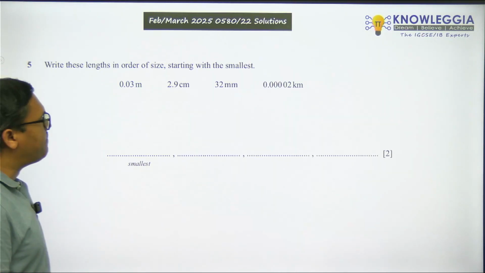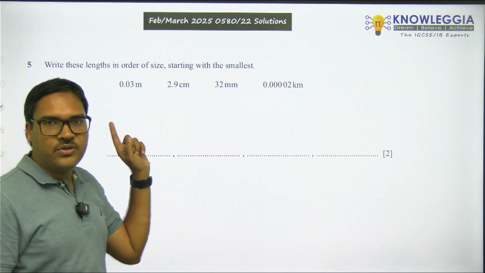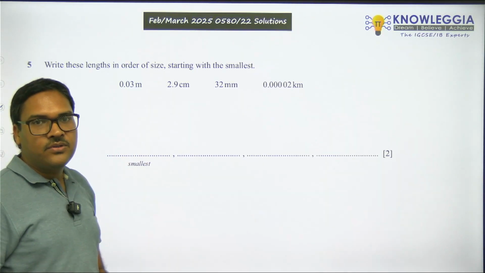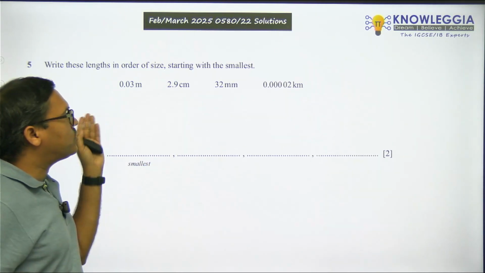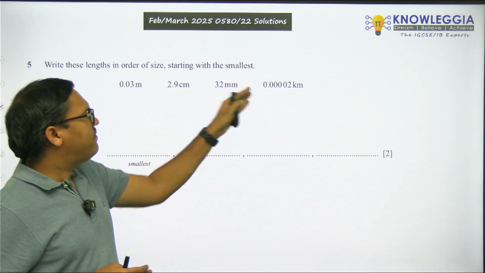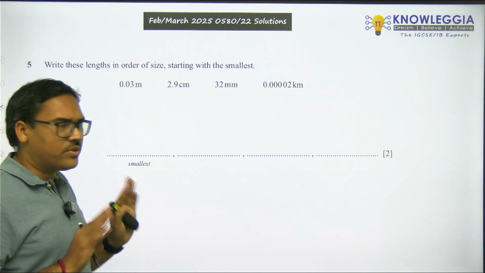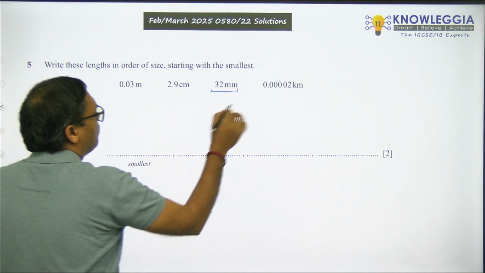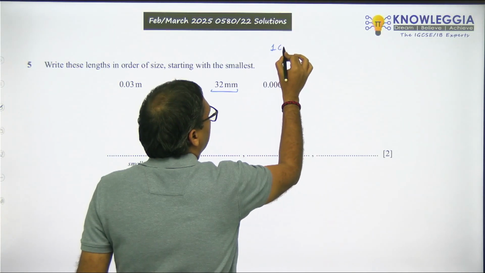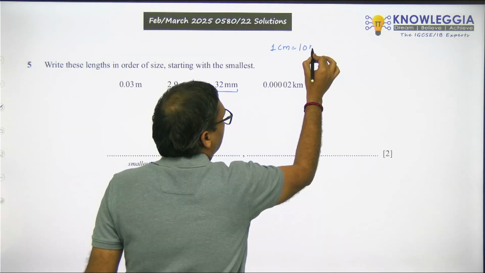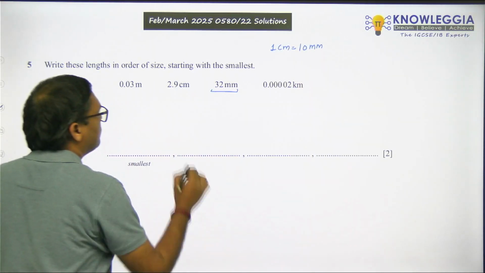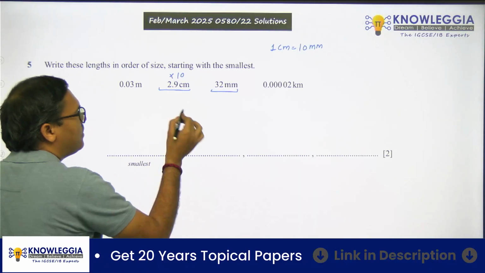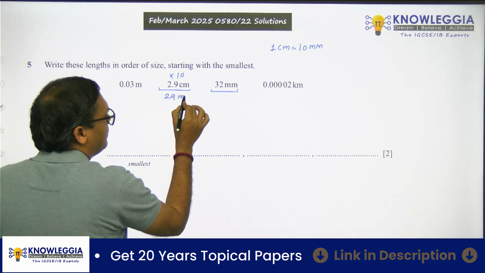So what you have to do is, see here, all the values are in different units. So first you convert everything to the same unit and then compare. So how will you convert all the things to the same unit? You can see I can convert everything to millimeters. Okay. So 32 mm. What is the conversion? 1 centimeter is equal to 10 mm. So you'll just multiply this with 10. So this will convert to 29 millimeters.